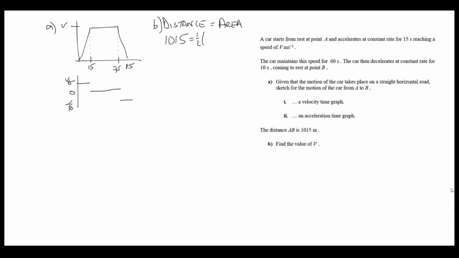Okay, so that's 1,015, and here we have the formula for the trapezium. So half the parallel sides added together, the top being 60, the bottom being 85, multiplied by the distance between them, the perpendicular distance between them, which is v. Okay, rearrange, we get 2030 equals 145v, which means v equals 14. So that velocity that we didn't know was 14 meters per second.